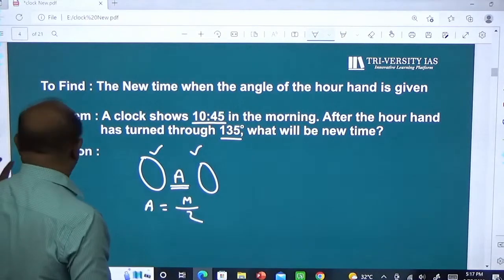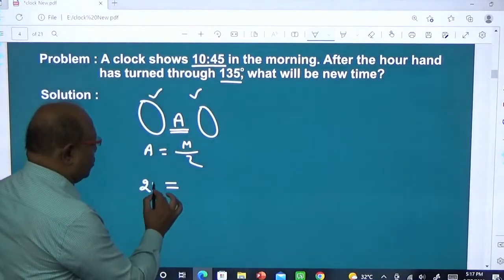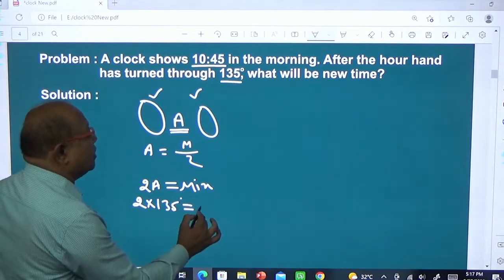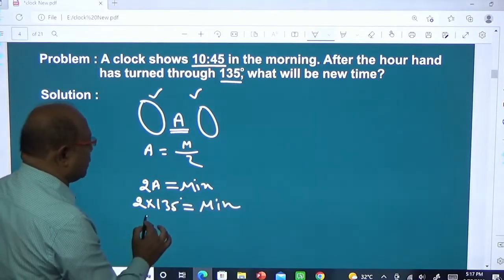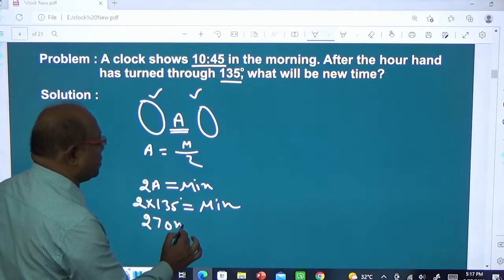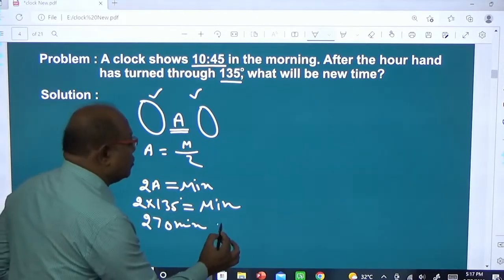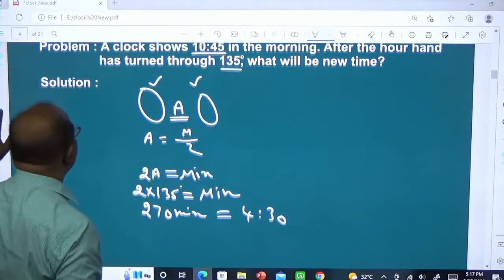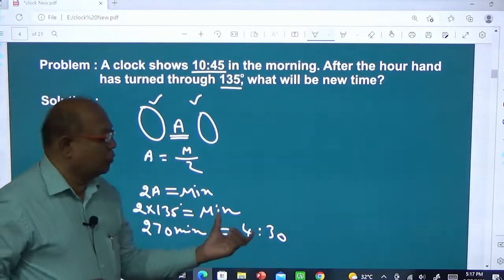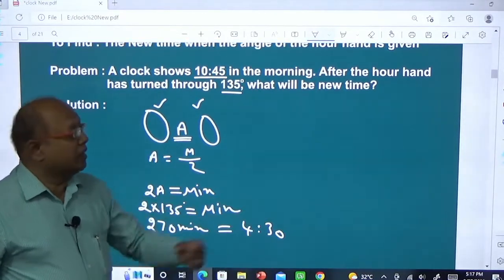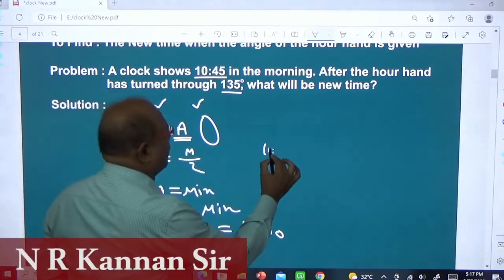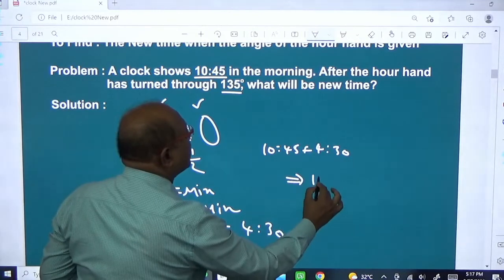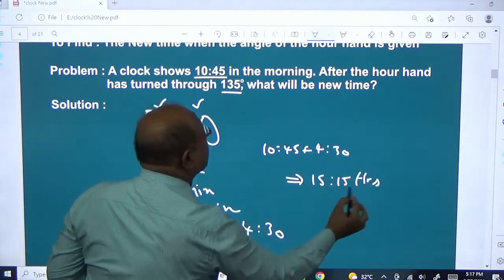Now, angle equals minutes by 2. So, twice the angle will give you the minutes. Now, that is 2 into 135 equals the minutes. That means 135 × 2 is 270 minutes. Now, it is equivalent to 4 hours and 30 minutes. The initial time is 10:45. We need to go 4 hours 30 minutes ahead to get the new time. So 10:45 plus 4:30, the time will be 15:15 hours. That means 3:15 p.m.